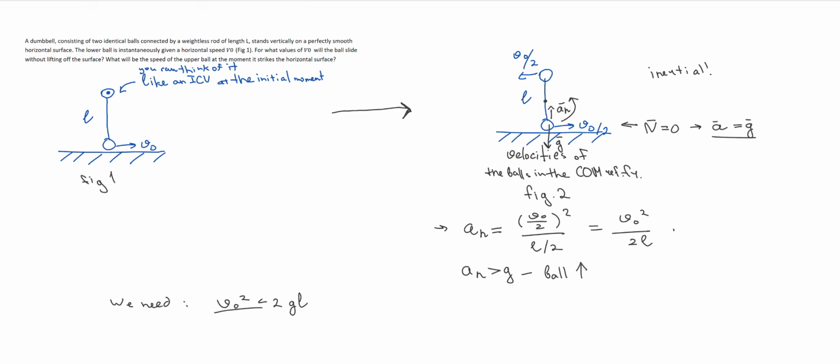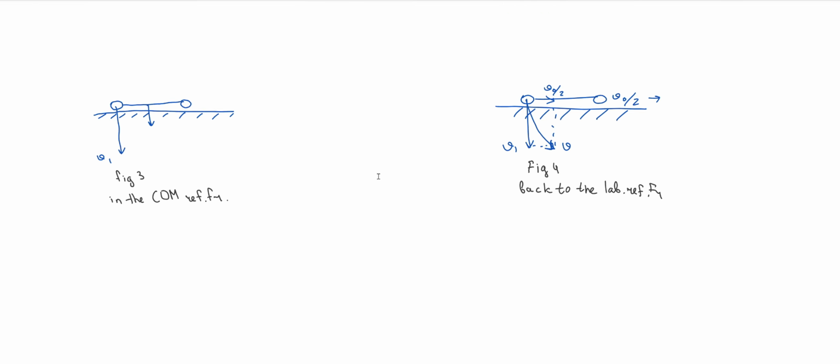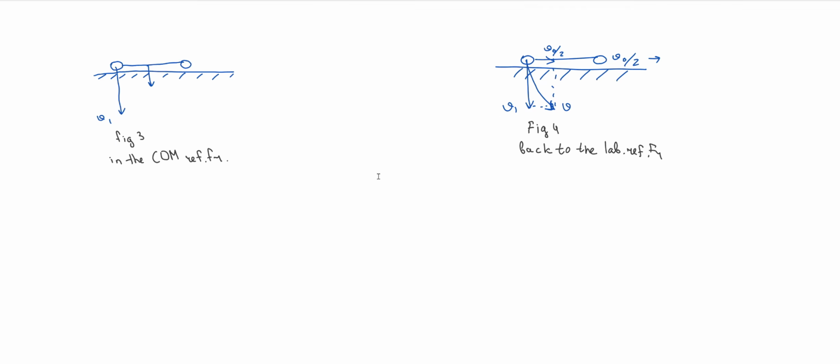To find the speed of the upper ball at the moment of impact, we can use the law of conservation of energy. At that moment, in this new reference frame, its speed, let it be V1, is directed vertically downward, and the speed of the sliding ball on the surface becomes 0. You can see it in picture number 3.